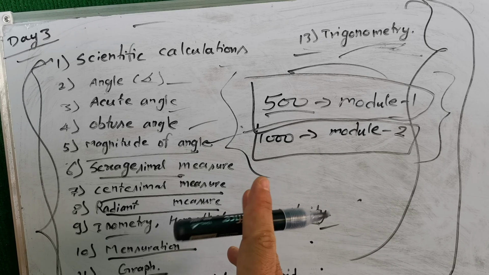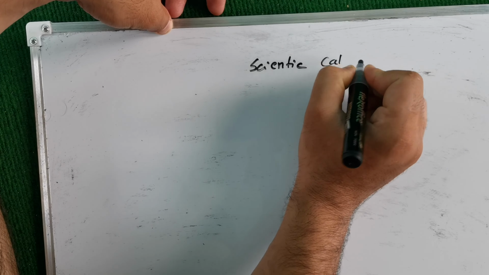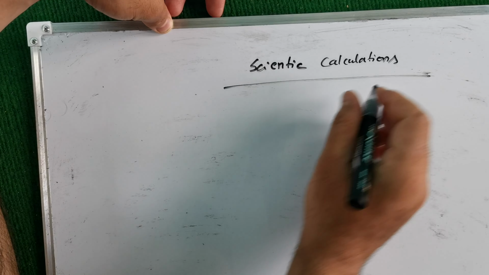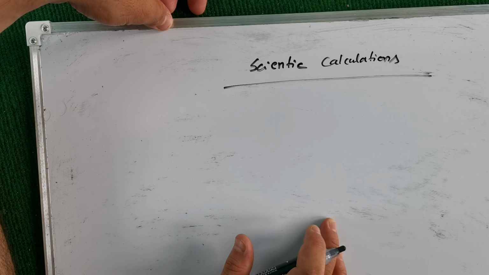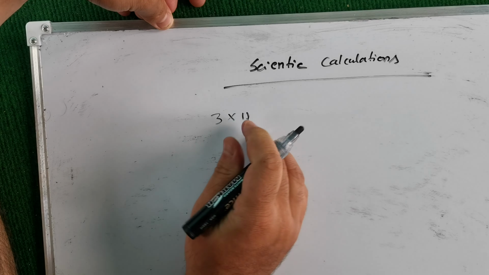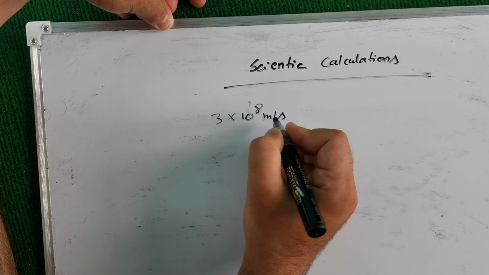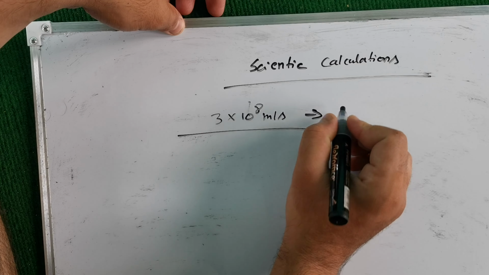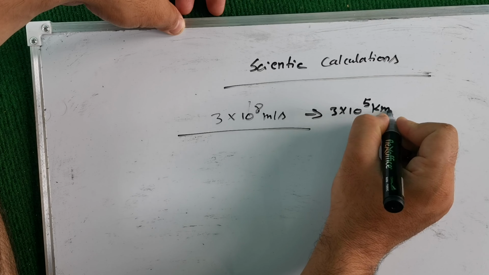So now let's go. Okay guys, we will study scientific calculations. Do you know the speed of light? Speed of light is 3 into 10 to the power 8 meter per second. Now we can also write 3 into 10 to the power 5 kilometer per second.